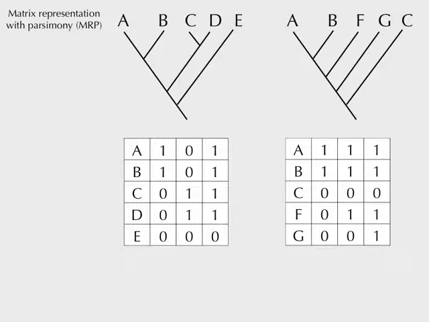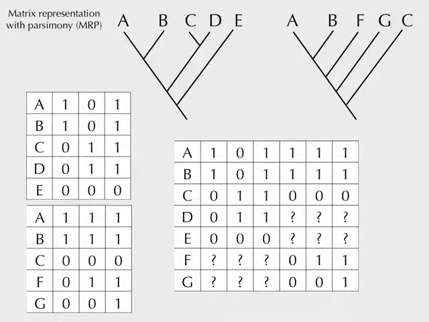Okay. And so what we'll do in this case is combine these two character matrices to make one giant character matrix. This character has no information about F, so F gets a question mark, and G gets a question mark, the same way as if I sequenced DNA and just that base hasn't come out.